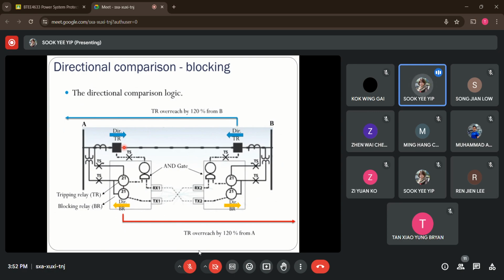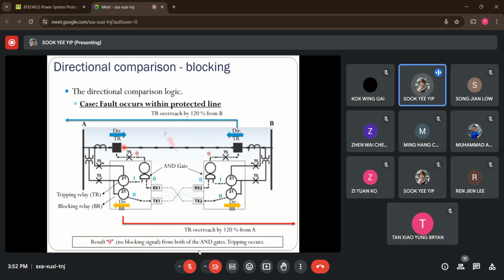Now let's try to simulate fault situations. Say we have a fault at the center of the line. In this situation, the tripping relays, looking into the line and set to overreach, are both able to sense this fault. So under this situation, each gives logic 1 to its AND gate. The same goes for this side as well, giving logic 1 at the AND gate.